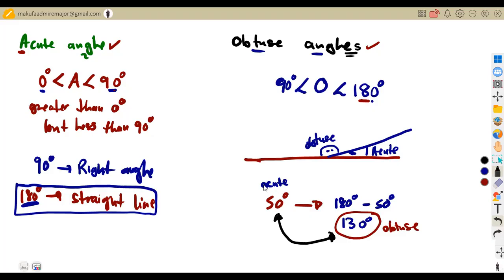So the best part is, you are supposed to know the relationship before we talk about how they are related, the relationship alone between an obtuse angle and an acute angle. They are both on a straight line. So meaning to say, if I add these two angles, I'm supposed to get 180. So if I'm given one, I'm supposed to obtain the other one.